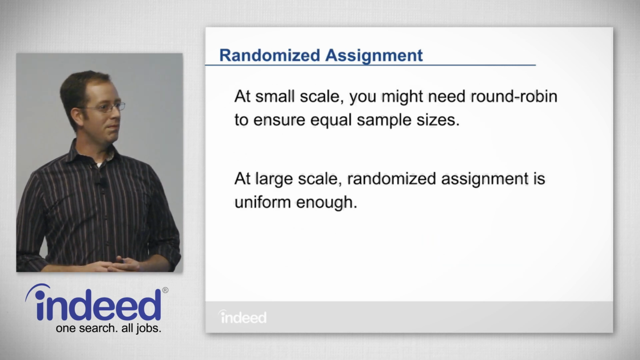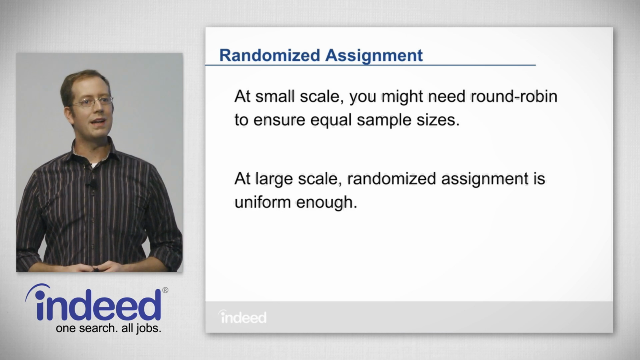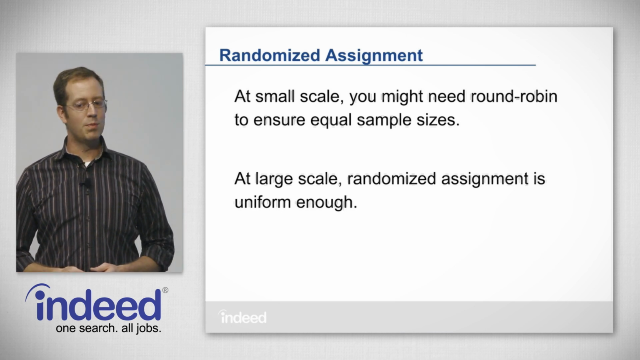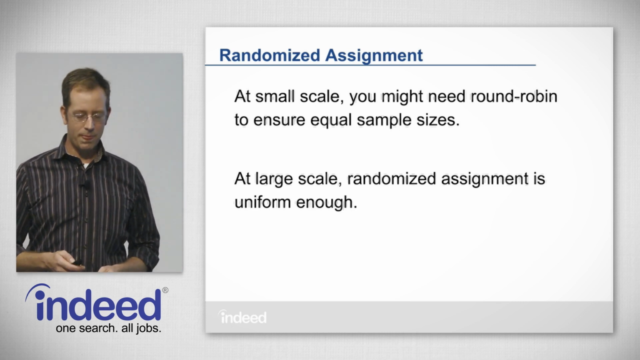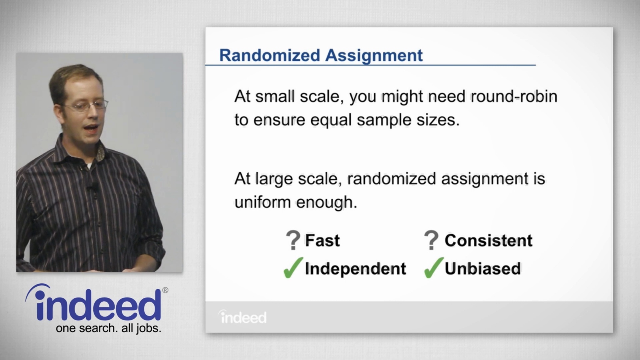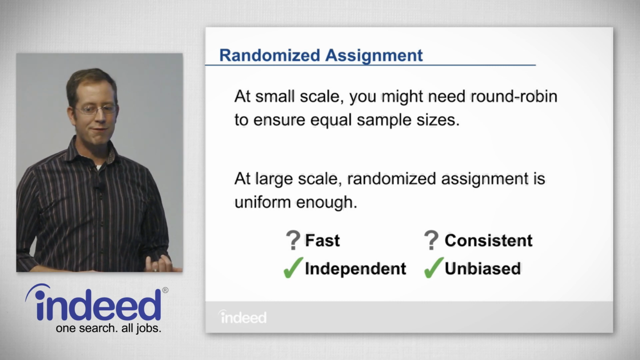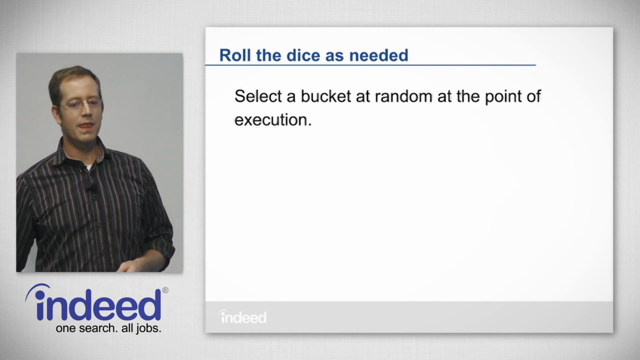At a very small scale, if you have 50, 60, 100 people running inside of one of your tests, you might need round-robin assignment or something like that to ensure equal groups. At large scale, at web scales, randomized is plenty uniform. Randomized assignment at our scale is going to be independent and unbiased by the nature, but is it fast and is it consistent? That depends on how we do it.